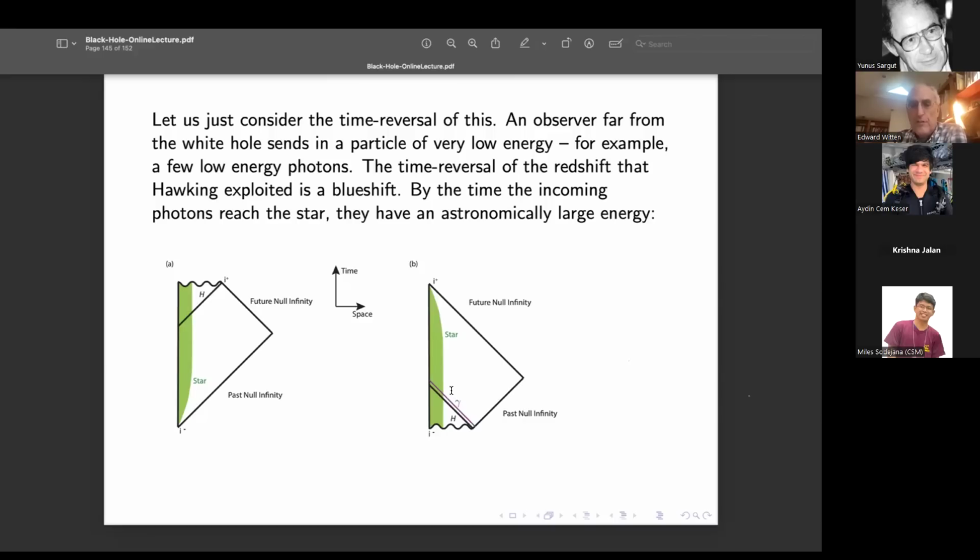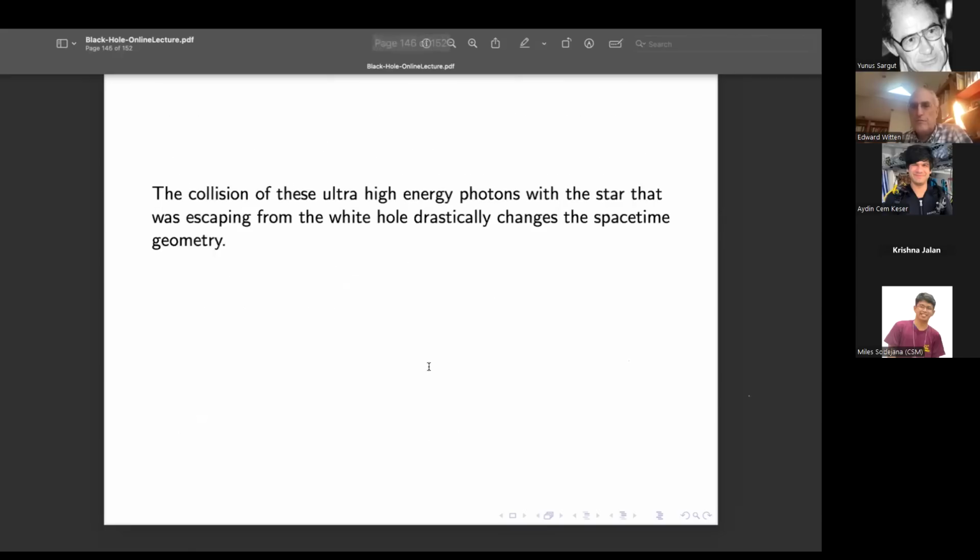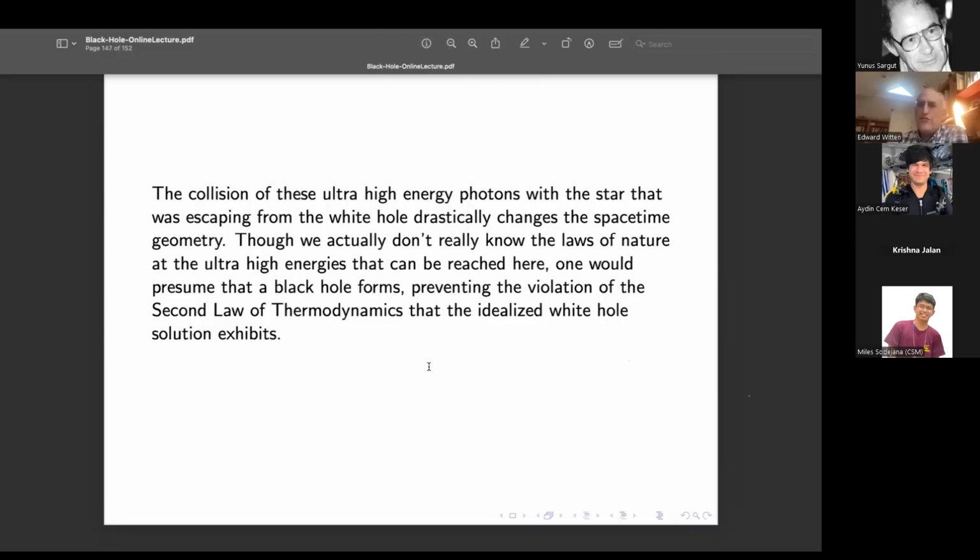And by the time this incoming particle interacts with the star, it has an astronomically large energy, comparable to the rest mass of the star or more. So a tiny perturbation of the white hole spacetime leads to a collision of the star with a perturbation of astronomically large energy. The collision of these ultra-high energy photons with the star that was escaping from the white hole drastically changes the spacetime geometry. Though we actually don't know the laws of nature at the ultra-high energies that can be reached here, one would presume that a black hole forms, preventing the violation of the second law of thermodynamics that the idealized white hole solution exhibits.